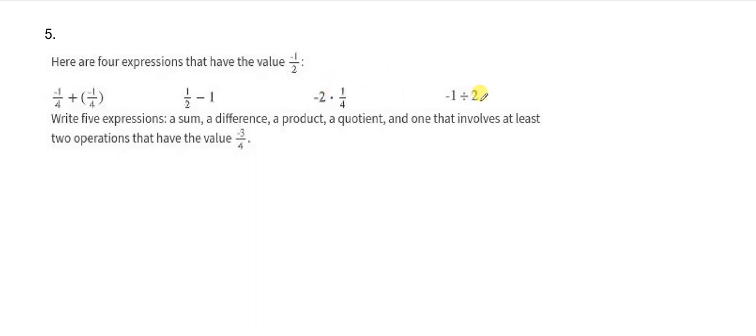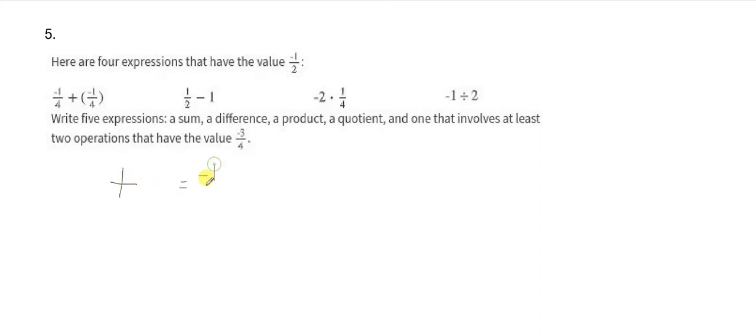Our job is to write 5 expressions: a sum, a difference, a product, and a quotient, so we have to have those 4, and then one that involves 2 operations, and all having a value of negative 3/4. Okay, so let's start off with our sum. So let's have a plus problem.